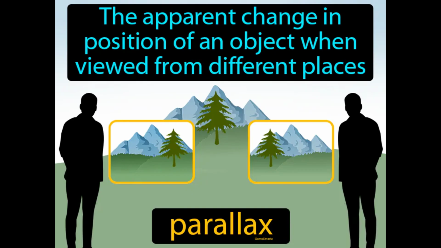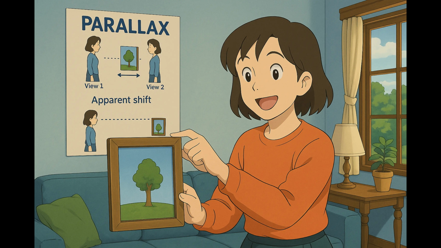The apparent change in position of an object when viewed from different places. Parallax. Parallax is the way an object's position seems to shift when you look at it from different angles or locations. Imagine trying to find the perfect spot to hang a picture on a wall, and every time you move to a different part of the room, the picture seems to shift its position slightly.